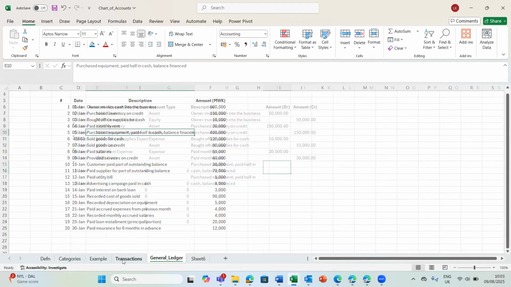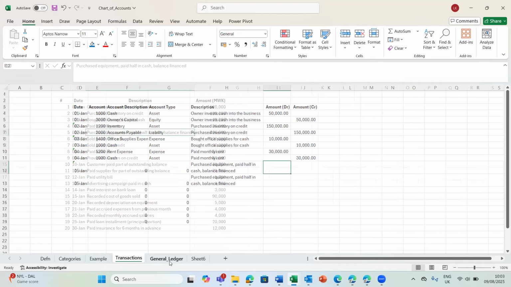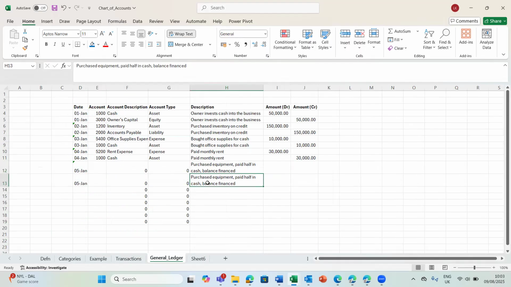this is a bit complicated. If we purchased equipment for 400,000, it means we'll debit equipment. That's an asset. What do we credit? We credit cash, but we did not pay cash in full. We paid half. So half of it will go to cash. We'll credit bank or cash. And the other half, we create what? A liability. We're creating a liability. Okay. So we'll have three lines under that.